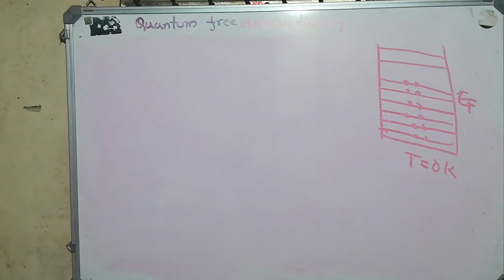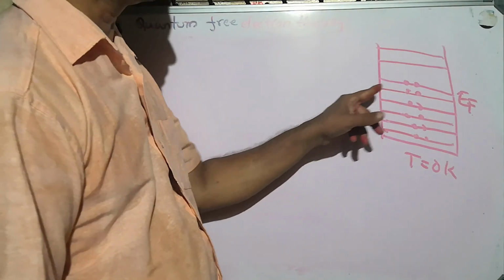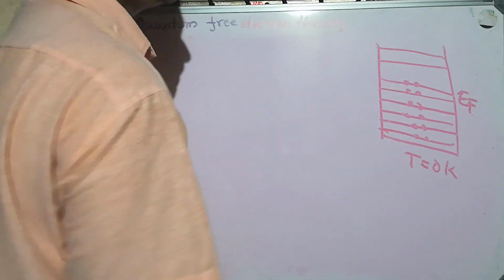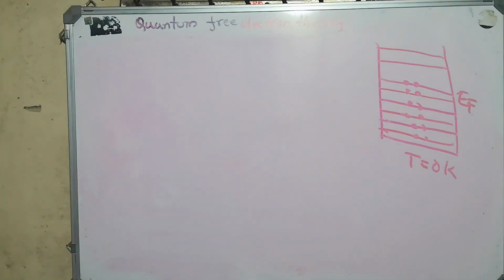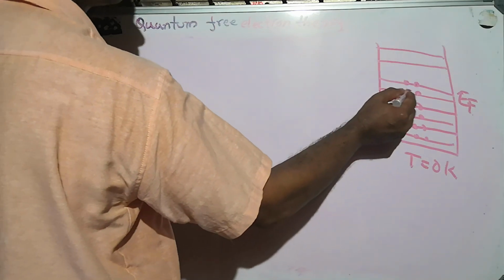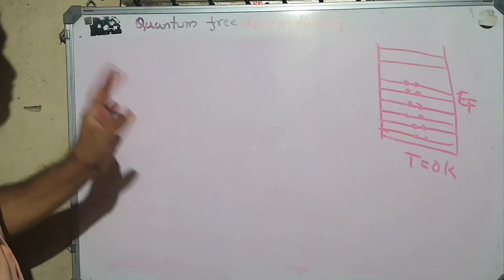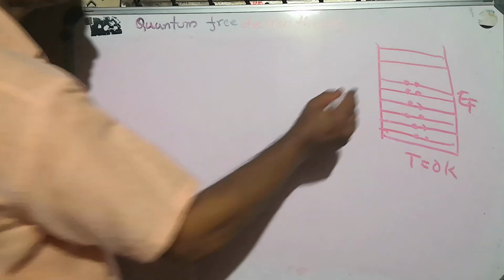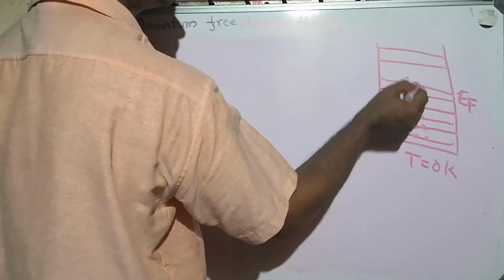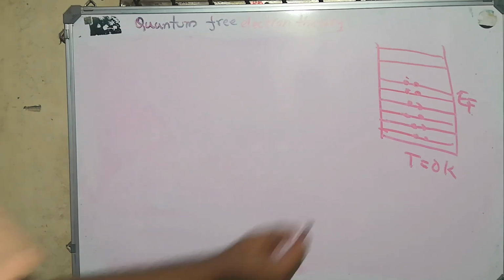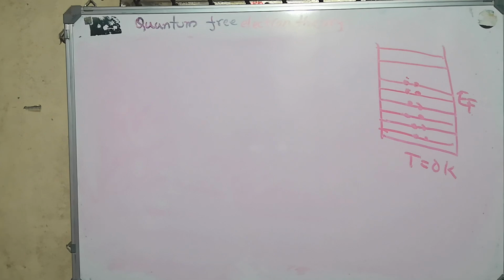But from this diagram, it is clear that when you raise the temperature of the metal, the energy required to excite an electron is less for the electrons present in the Fermi level or nearer to the Fermi level. Therefore, these electrons can easily get excited to the vacant levels above the Fermi level. That means, according to this theory, all free electrons are not taking part in the conduction process.